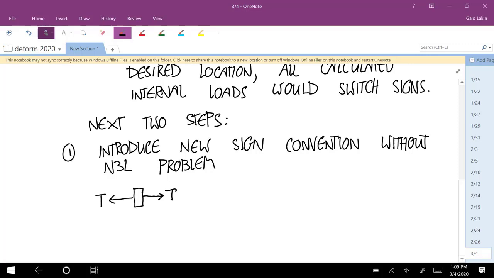Okay. So now if we isolate the beam the way we did before, this half, then a positive value of T is that way. If we went from the other side and isolated that, a positive value of T would be this way. And that way, no matter which way you go, you get the same answers.